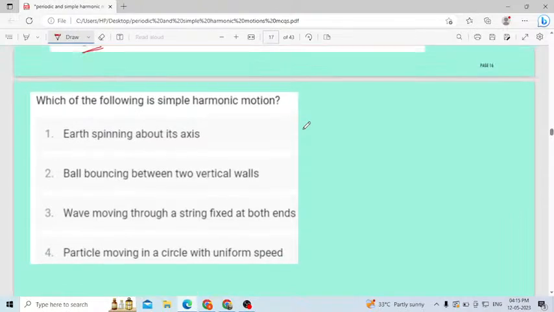Next question. Let us consider the next question. Which of the following is simple harmonic motion? Earth spinning around its axis, ball bouncing between two vertical walls, third one, wave moving through a string fixed at both ends, particles moving in a circle with uniform speed.